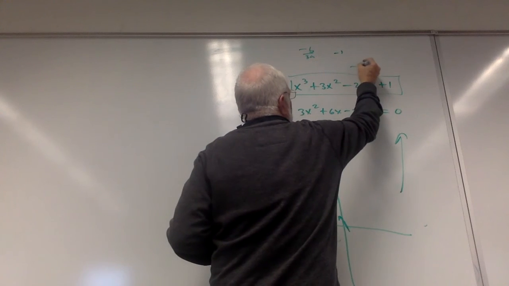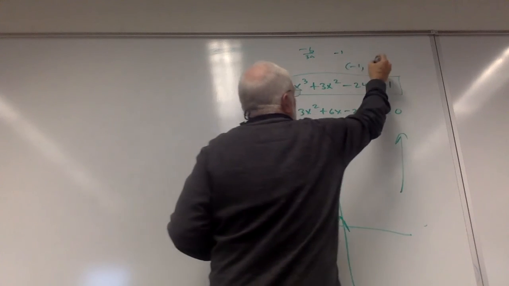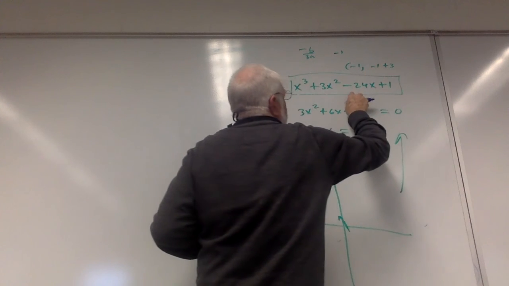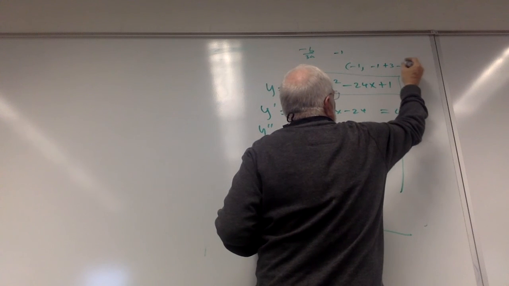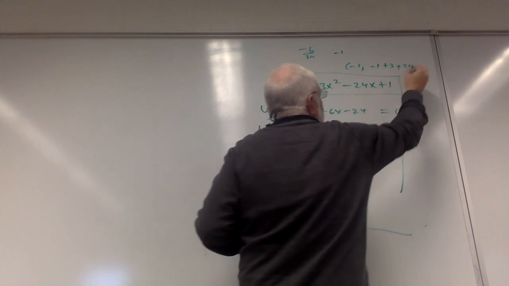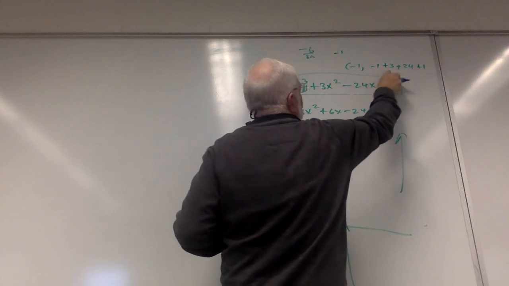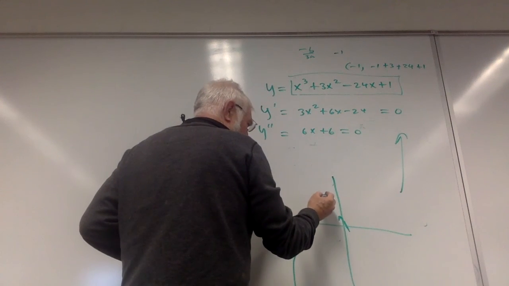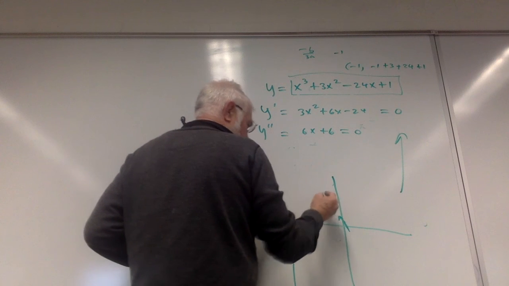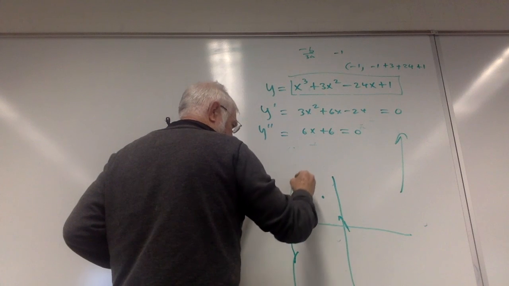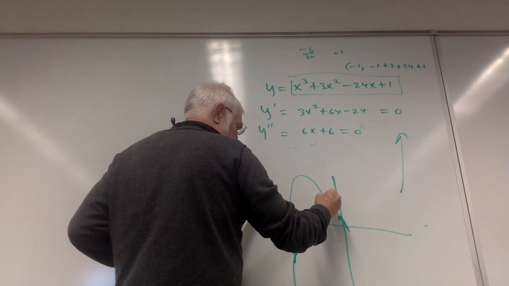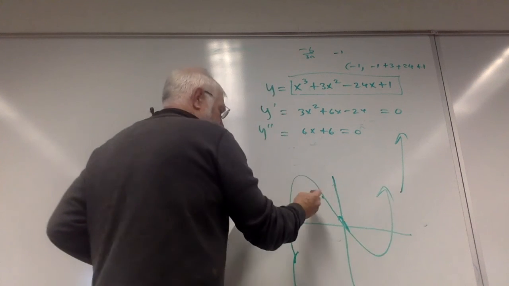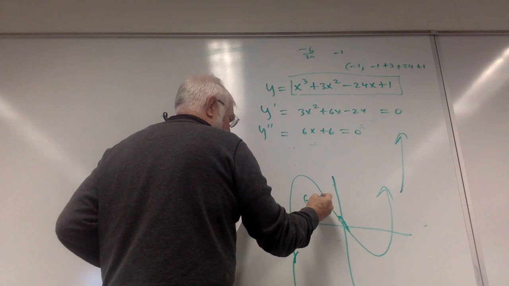So negative 1 gets us minus 1 plus 3 minus 24. No, plus 24, excuse me, plus 1. All right, so that's 2, 25, 27. So negative 1, 27, we're going to call that the point of inflection. So we're going to have something that does this. Good enough. And that's negative 1, 27.